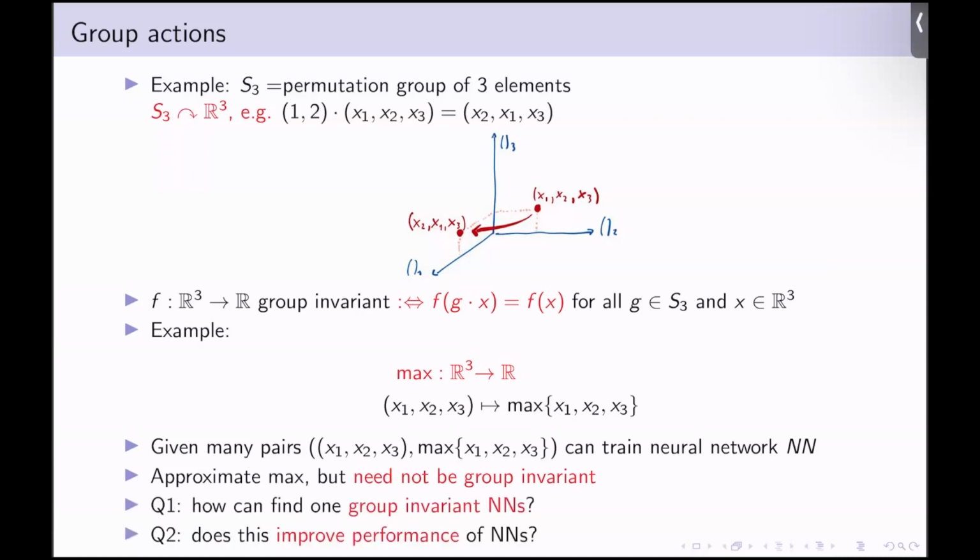So the questions that I'm interested in today are first, how can we make sure that this neural network is group invariant? How can we find group invariant neural networks? And second, does this actually improve the performance of the neural networks? Because if not, then what's the point of writing down architectures that are group invariant? And I hope we're going to arrive at a somewhat satisfactory answer to both questions.